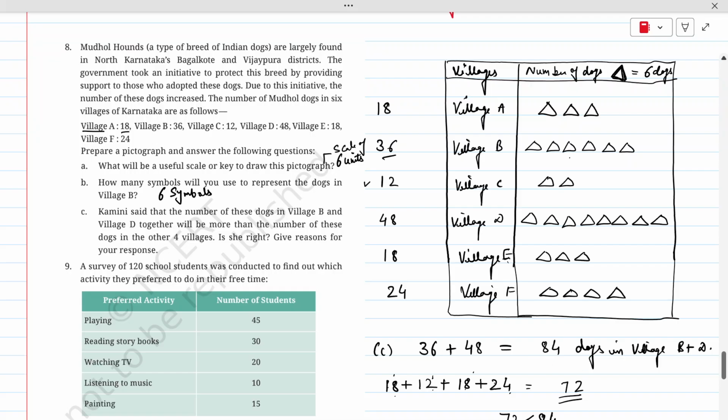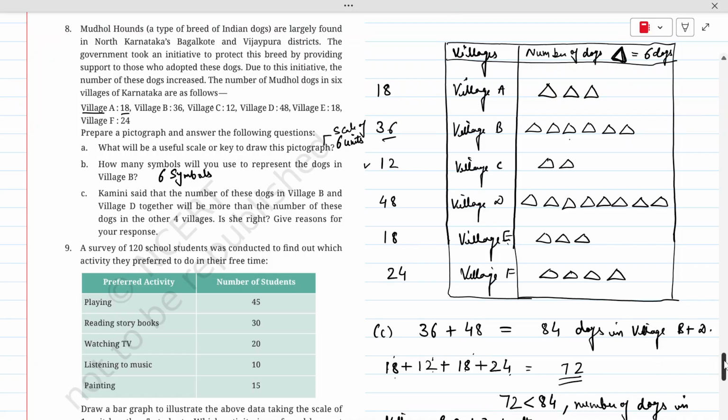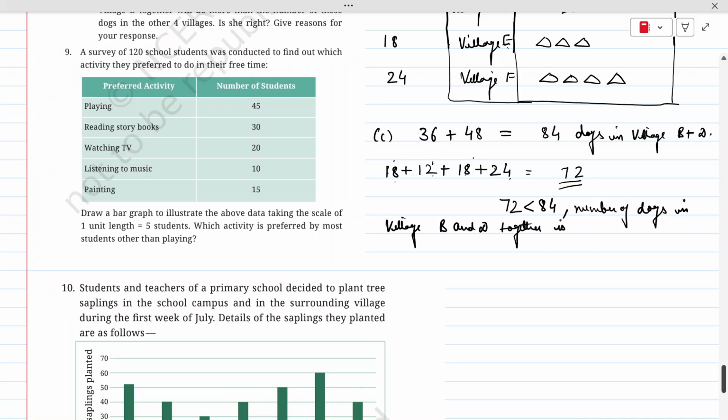Okay? Since 84 is greater than this, that means the number of dogs in village B and D together is more than the rest of the villages' dogs added together, right? Okay.